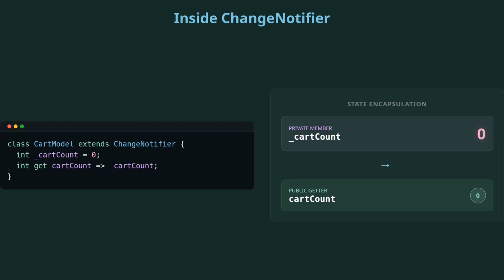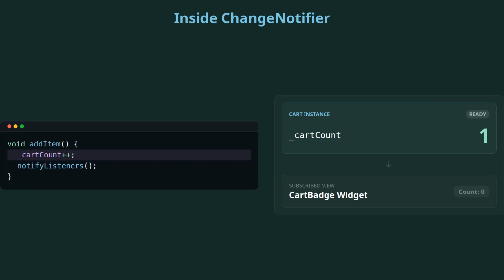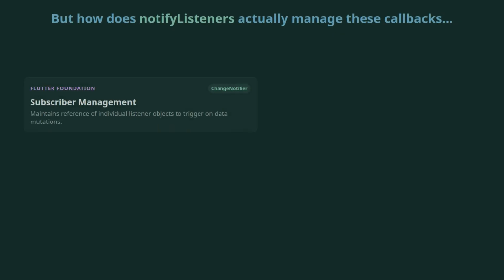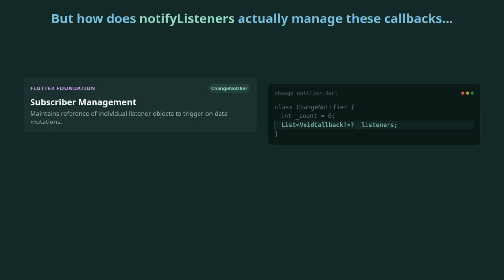Now here is the magic sauce. Inside our addItem method, we increment the count and immediately call notifyListeners. This method is inherited directly from the SDK. It iterates through an internal list of active listeners and triggers their callbacks. Crucially, if notifyListeners is called when there are 0 listeners registered, it executes in O(1) constant time, doing absolutely 0 extra work. But how does notifyListeners actually manage these callbacks under the hood?